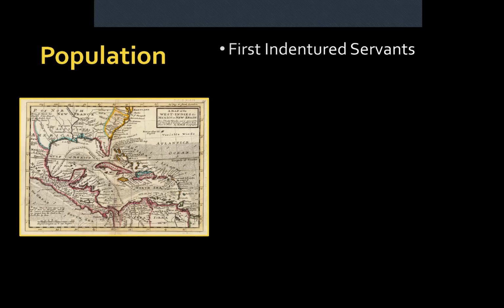Now, in terms of population, the native groups were widely decimated, as we saw. So they started first with indentured servants coming from Ireland and Scotland, for example, into the Caribbean. And they were supposed to work on these sugarcane plantations. That didn't last very long.